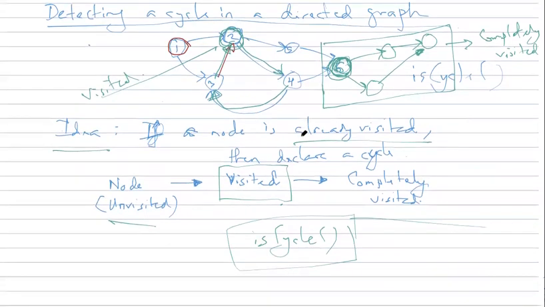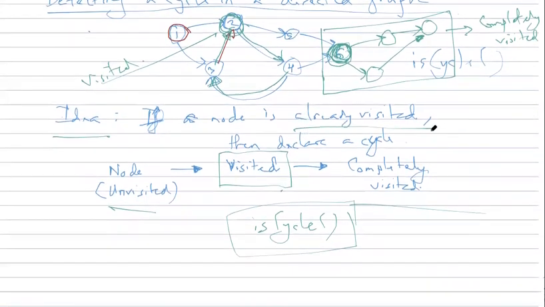Wait, sorry, quick clarifying question. I wasn't exactly sure about the distinction you made in saying that something's in the process of being visited or has already been visited. Can you clarify that again?